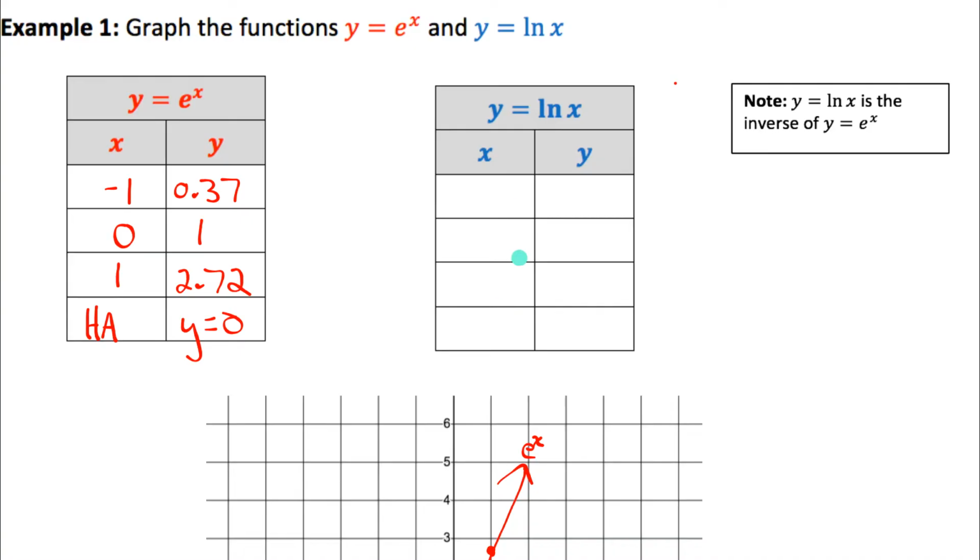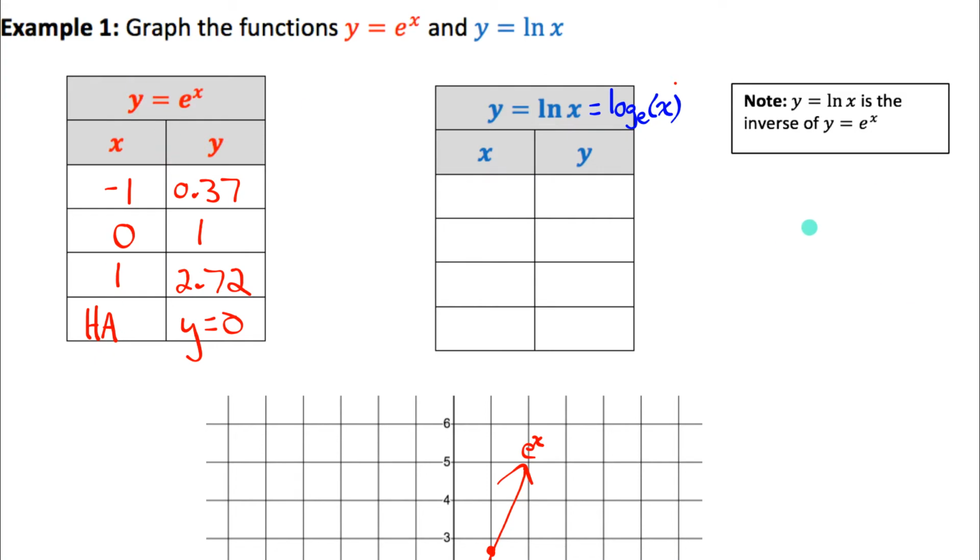Okay, now let me graph the function ln x. And if you remember, logarithmic functions are inverses of exponential functions. So ln x is the inverse of e to the x, because ln x, remember, is the exact same thing as log base e of x. That's what it means. And let me prove to you why ln x is the inverse of e to the x.